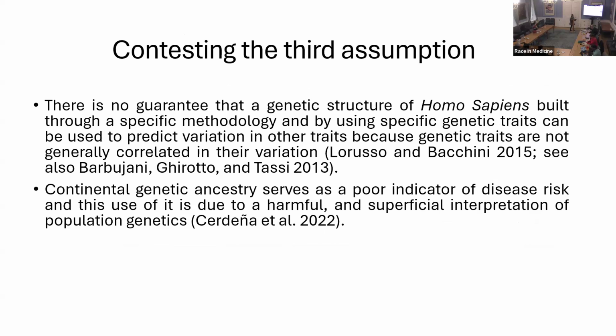And for similar reasons, I contest the third assumption, because there is no guarantee that when you build up a genetic structure of Homo sapiens through a specific method and by using a specific genetic sample, you can use those genetic traits on which you have built the structure to predict variation in other traits, because genetic traits are actually not generally correlated in their variation. So continental genetic ancestry serves as a poor indicator of disease risk. And this use of it is due, according to Sardegna and colleagues, to a harmful and superficial interpretation of population genetics.